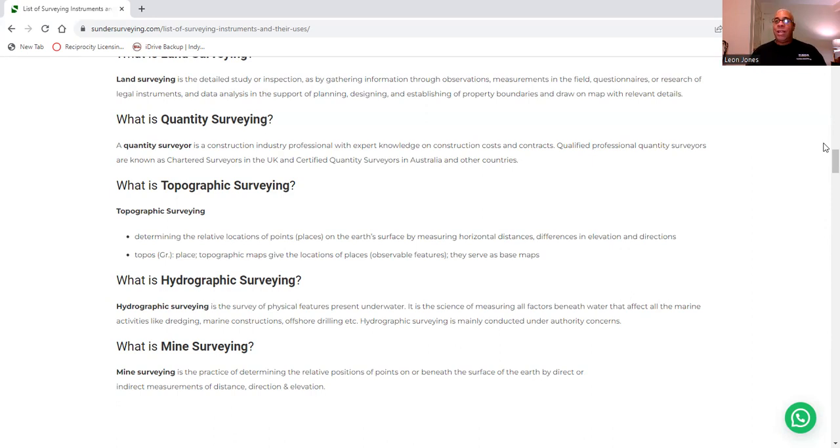And we deal with hydrographic surveying. Well, that is the survey of physical features present underwater. It is the science of measuring all factors beneath water that affect all the marine activities like dredging, marine constructions, offshore drilling, etc. Hydrographic surveying is mainly conducted under authority concerns. And we go to mine surveying. It's the practice of determining the relative positions of points on or beneath the surface of the earth by direct or indirect measurements of distance, direction, and elevation.